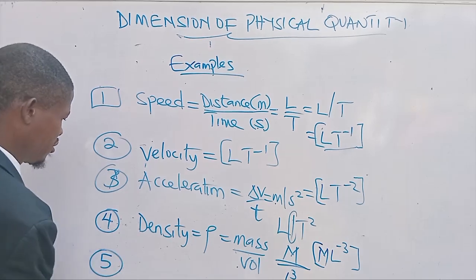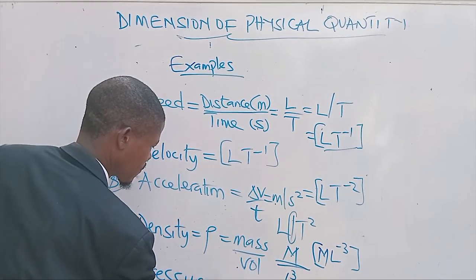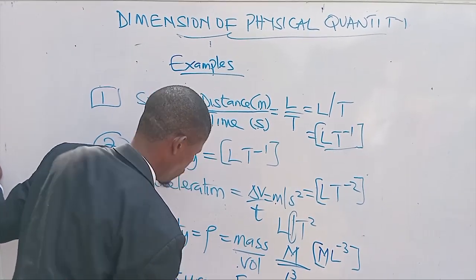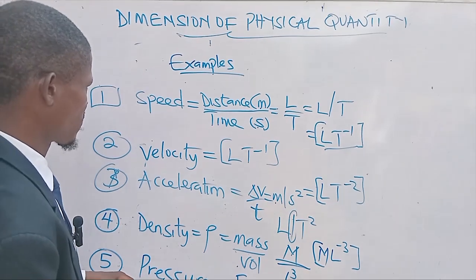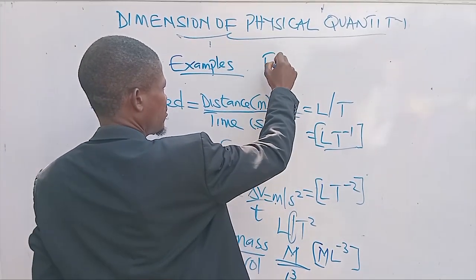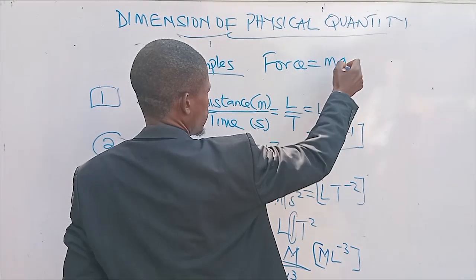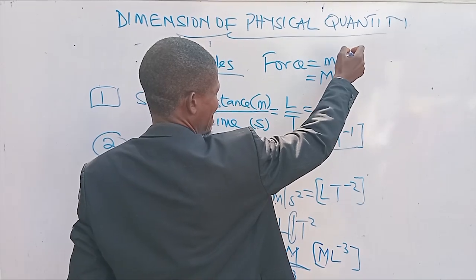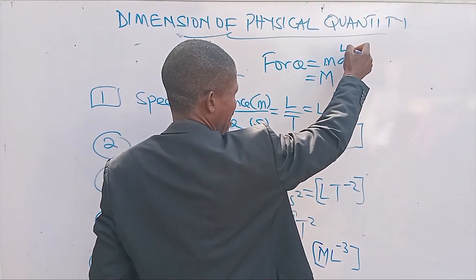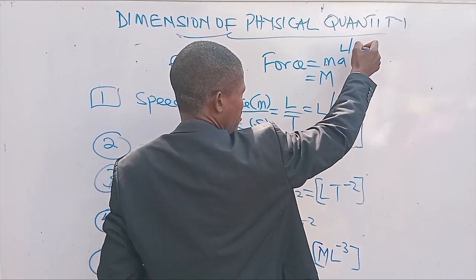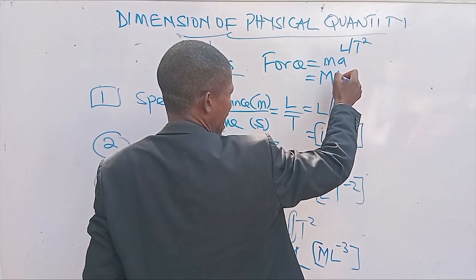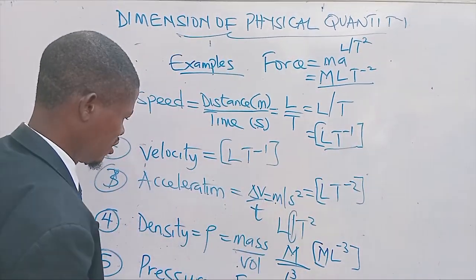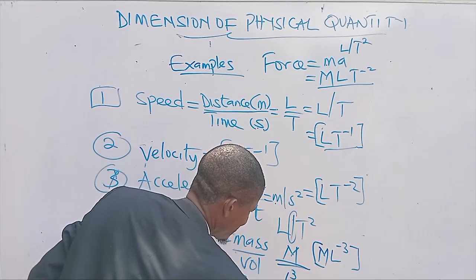We can get the dimension for pressure, which is a Pascal. Pressure is force over area. But before we go to pressure, can we quickly go to force? Let's get the force first. Force is mass times acceleration, which is capital M for the dimension for mass, and acceleration is meter per second squared, L per T squared, which is L T minus 2. So you have the dimension for force, which will be equal to M L T minus 2.